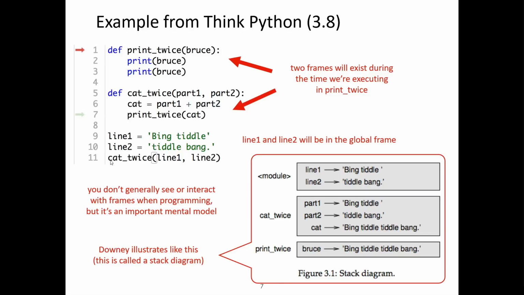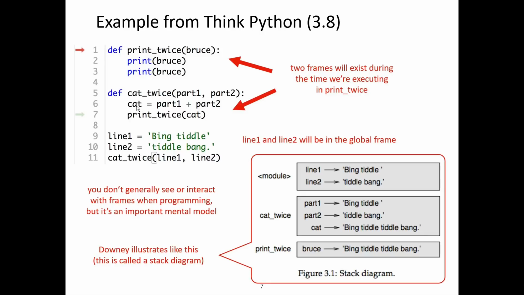All right. Finally, then we'll call the function cat twice. And that's going to be given arguments line 1 and line 2. So Python remembers that cat twice is up here on line 5. It's going to take these two arguments. So line 1 is bang tittle. It's going to put it into part 1. Tittle bang, line 2, is going to get put into the parameter part 2.